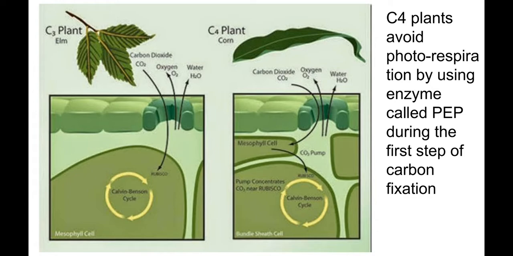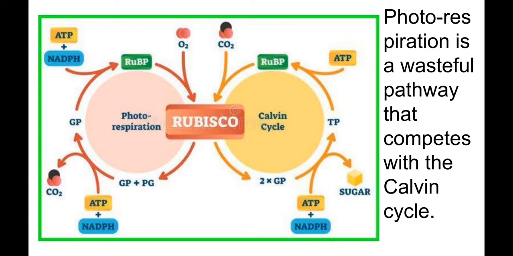this enzyme RuBisCO work more efficiently. Otherwise, C3 plants cannot work in the situation when stomata are closed. Okay, we have here this enzyme RuBisCO. This enzyme is the main enzyme participating in the process of photosynthesis.